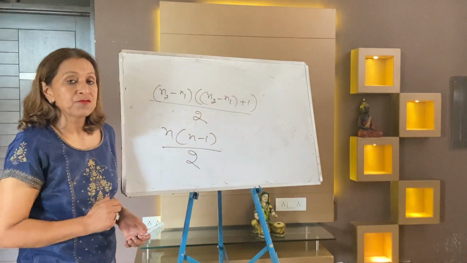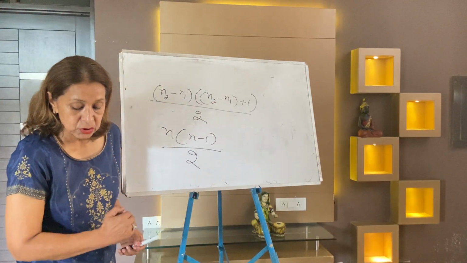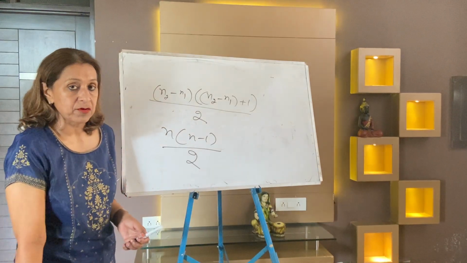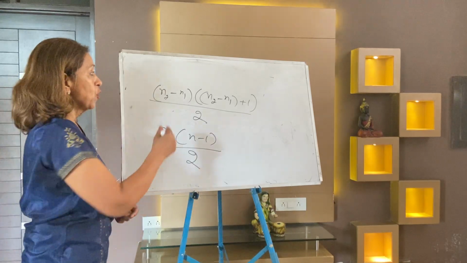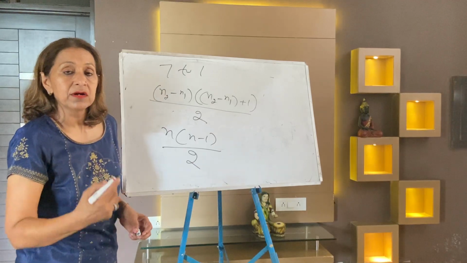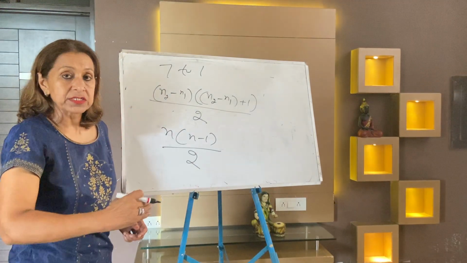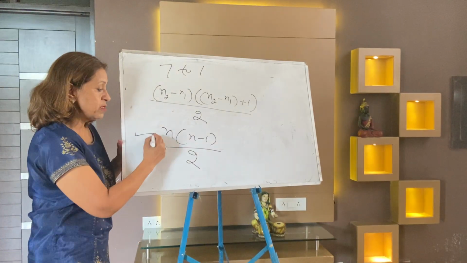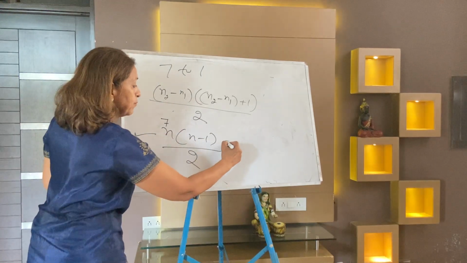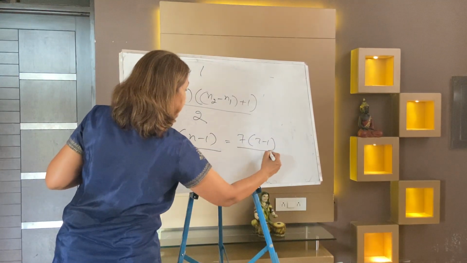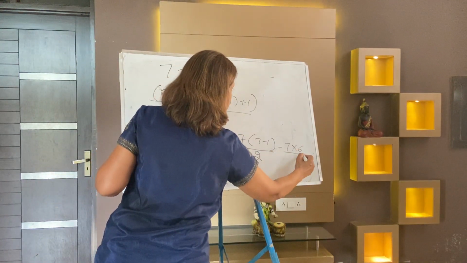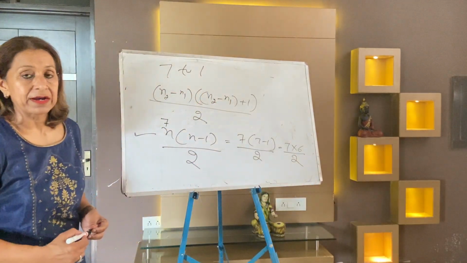If an electron moves from the 7th orbit to the 1st orbit, calculate the total number of lines in the spectrum. If an electron moves from 7th to 1st orbit, how many total spectral lines are obtained? When it goes directly to the 1st, you always apply this formula. So put N is 7, so it is 7 into 7 minus 1 by 2, that is 7 into 6 by 2, that is 21 spectral lines.